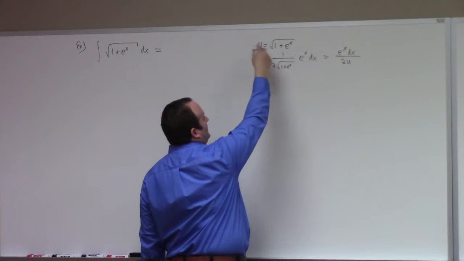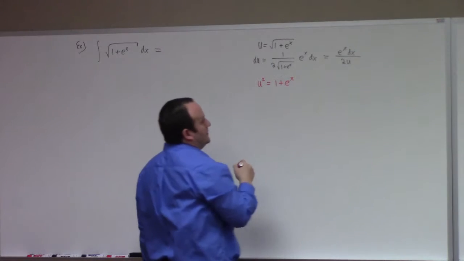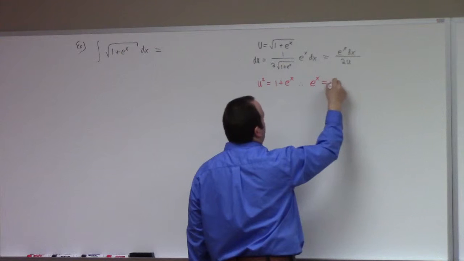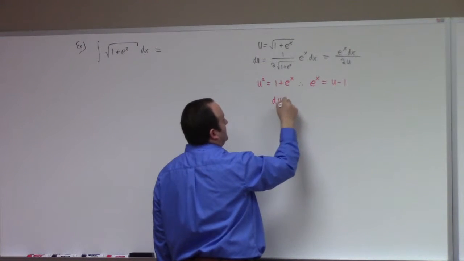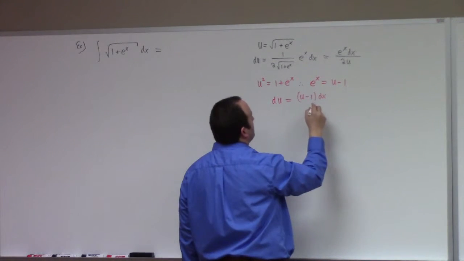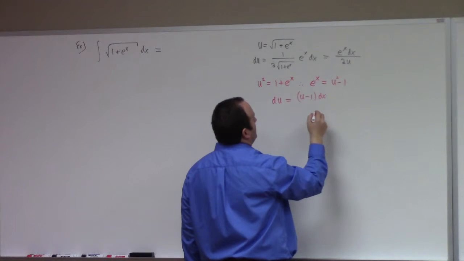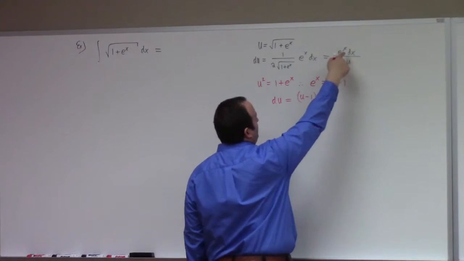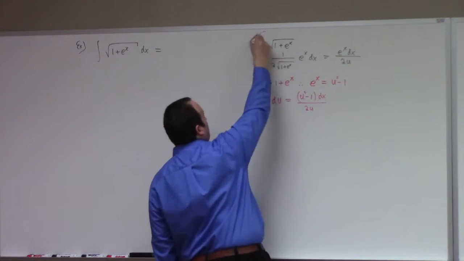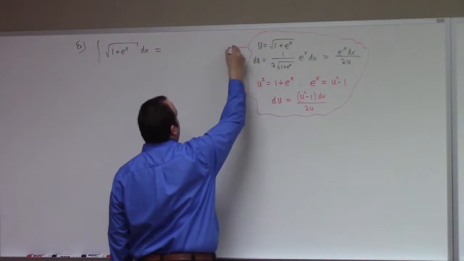Let's see here. So how about if we square this? What do we get? We get u squared is 1 plus e to the x, right? And then it's pretty obvious how to solve for e to the x. e to the x is u squared minus 1, and we find du is equal to what? u squared minus 1 dx. So then going back up to here, we've got u squared minus 1 times dx divided by 2u. All right, so my thought bubble is complete. Let's go put it into practice over here.